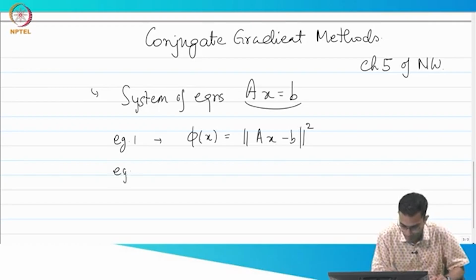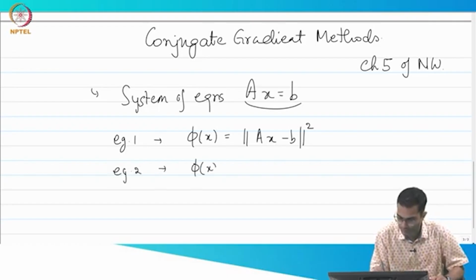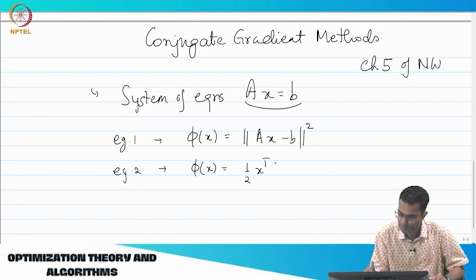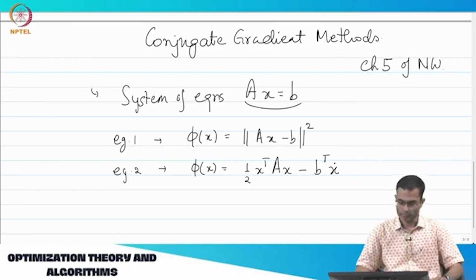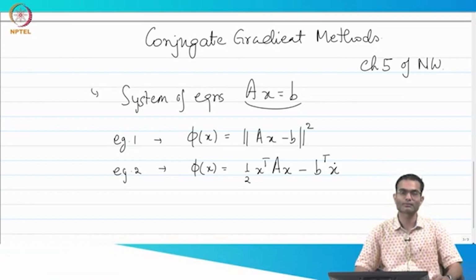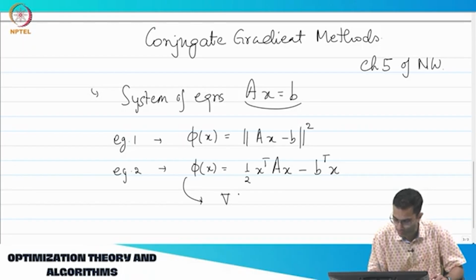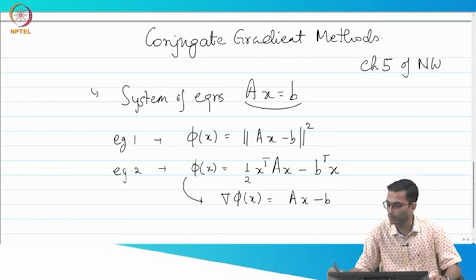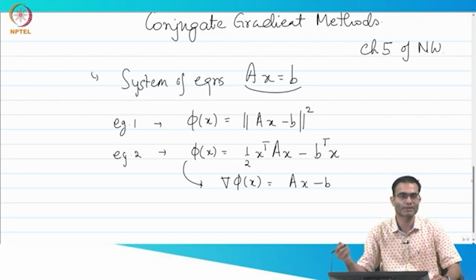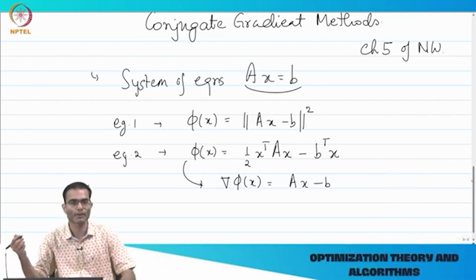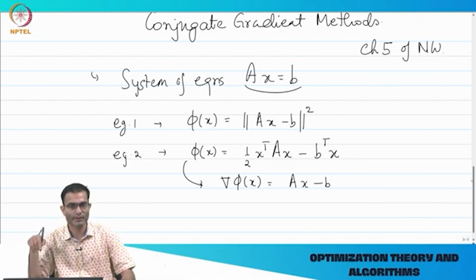Okay, that's example number 2. So he's saying phi of x is equal to 1 by 2 x transpose Ax minus B transpose x. That is also correct. Why is this correct? When I take the gradient of this expression, what will I get? If I do grad phi of x, I'm going to get Ax minus B, and we know that when we are in an optimization problem, we are looking for a stationary point. A stationary point is defined as a point where grad phi of x is equal to the 0 vector, right?